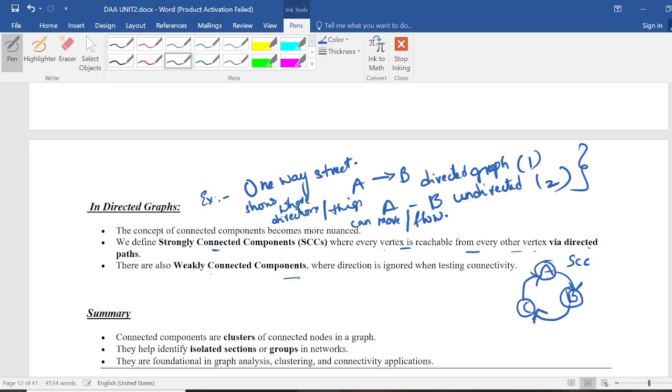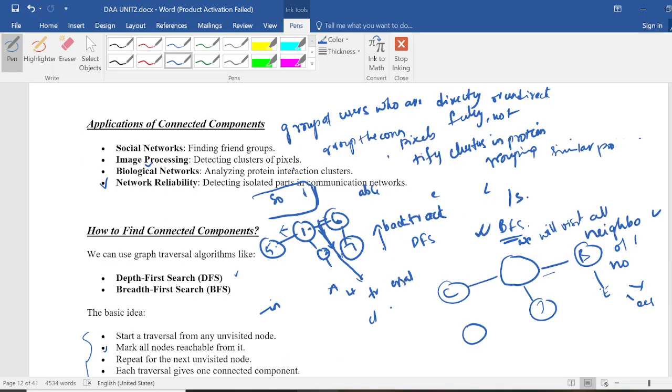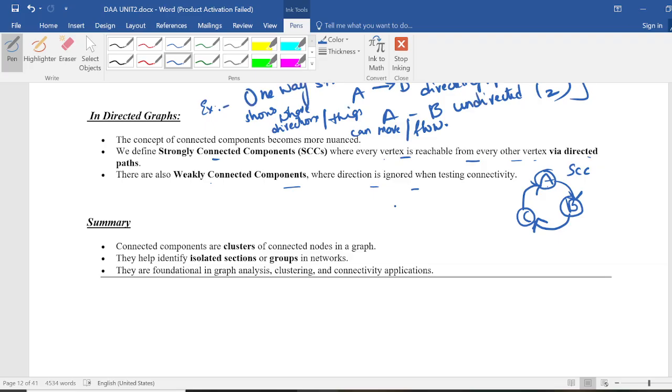There is also a weakly connected component, where direction is ignored when testing connectivity. Okay. An example of a weakly connected component is, sorry, A, B and C. These are weakly connected components where direction is ignored when testing connectivity. Here the direction is ignored while testing the connectivity.